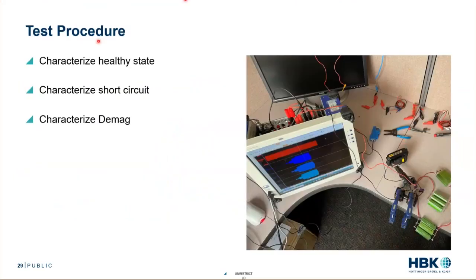So what was my test procedure? I characterized the healthy state, and I just ran it through a profile of different speeds. I made sure I got certain speeds for every test. Because my dyno is this resistive load, it's basically a fixed torque and fixed current output, so I'm pretty safe there since I did not change the characteristics of the load motor. I then did the exact same characterization for the short circuits and the exact same characterization for the Demag.